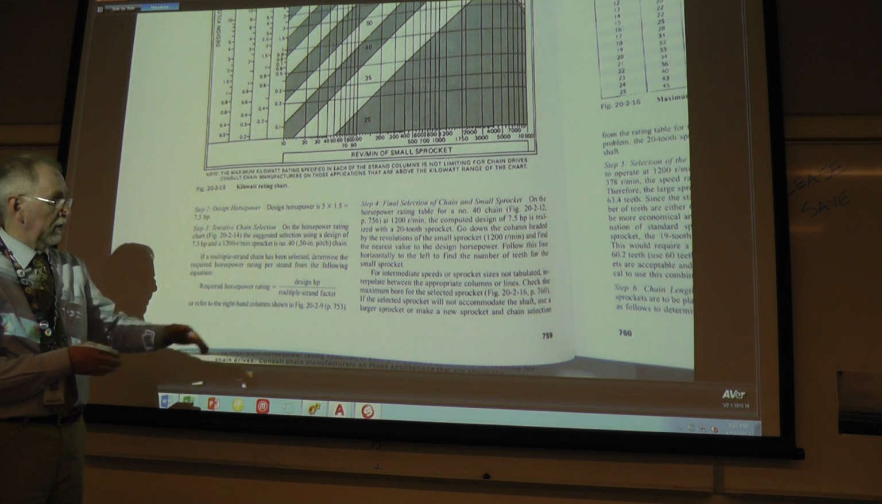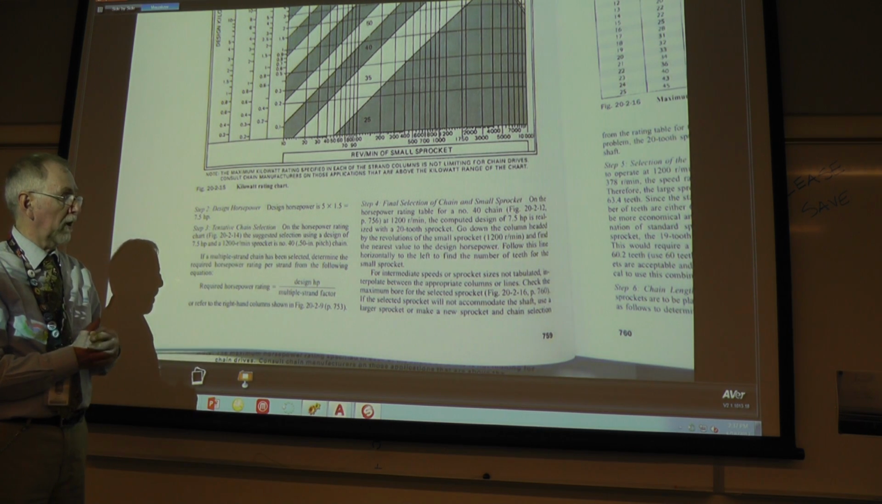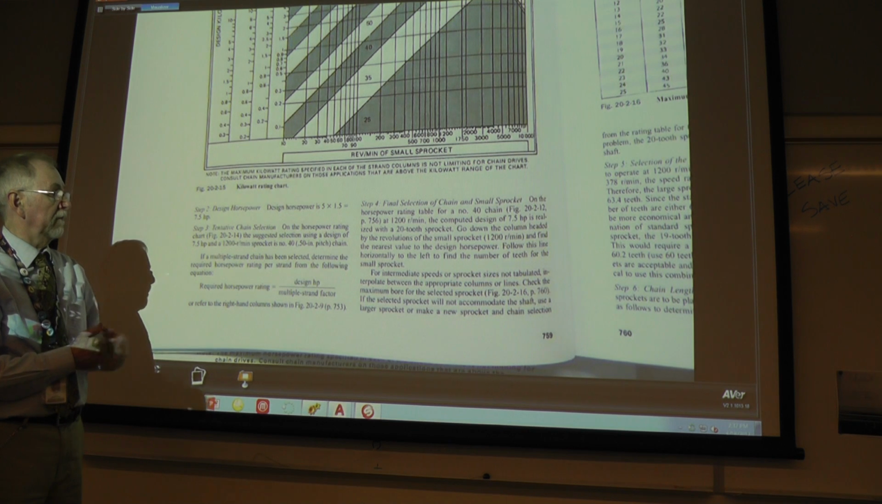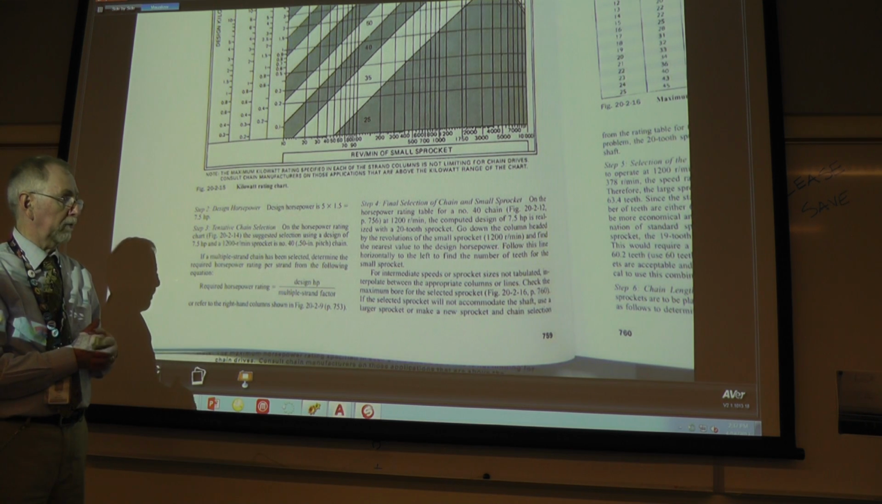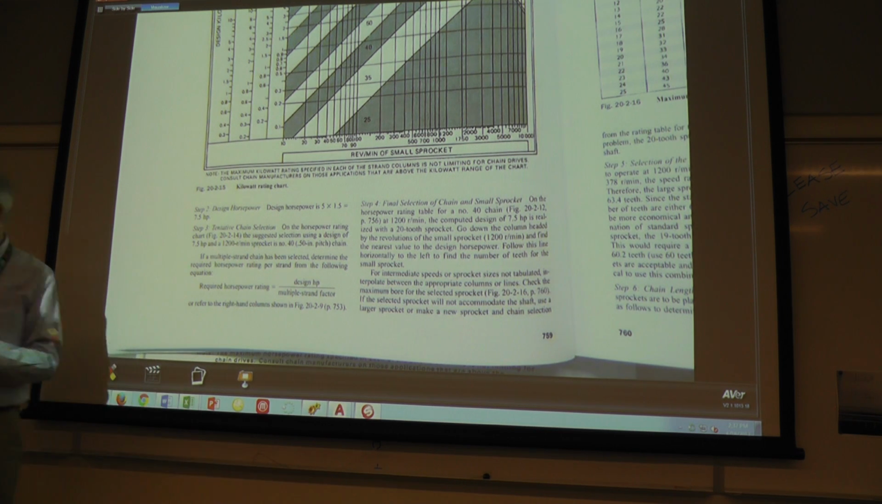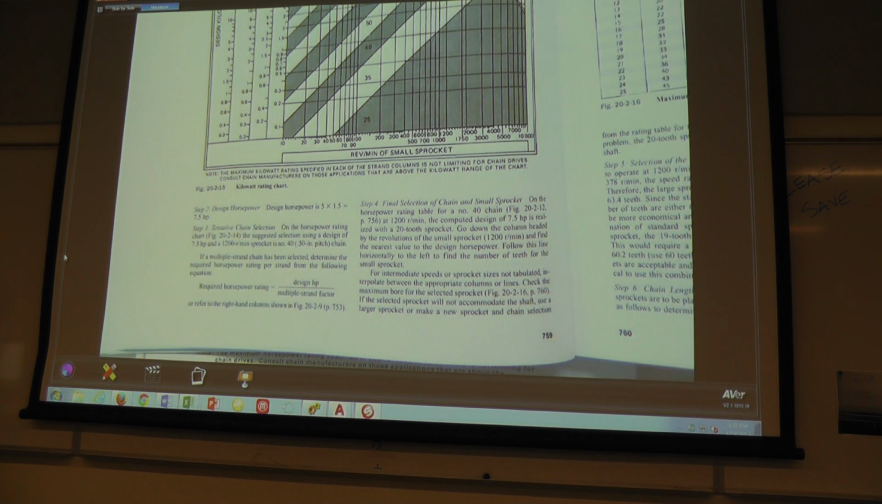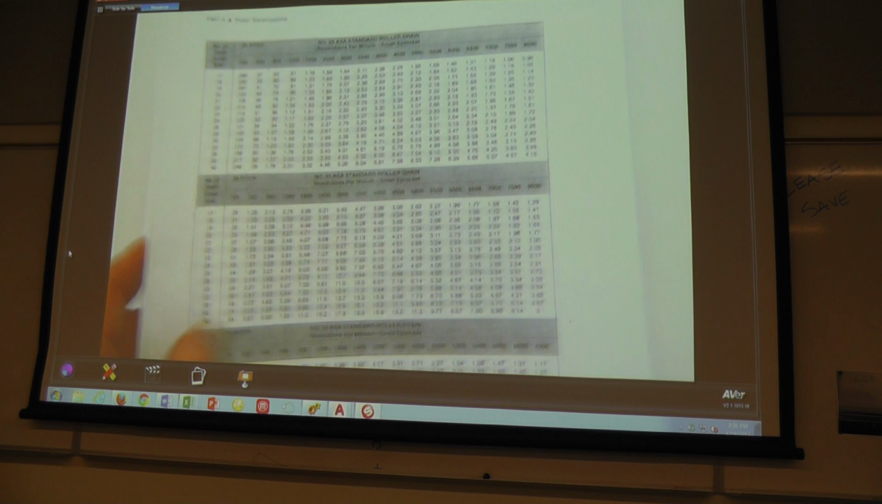We go down the column headed by revolutions of the small sprocket, 1200, and find the nearest value to the design horsepower. Follow the line horizontally to the left to find the number of teeth for the small sprocket. So I have to go back and find my number 40 chart, which is back on page 17.